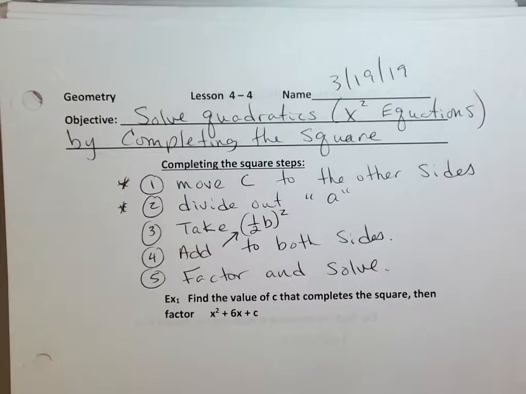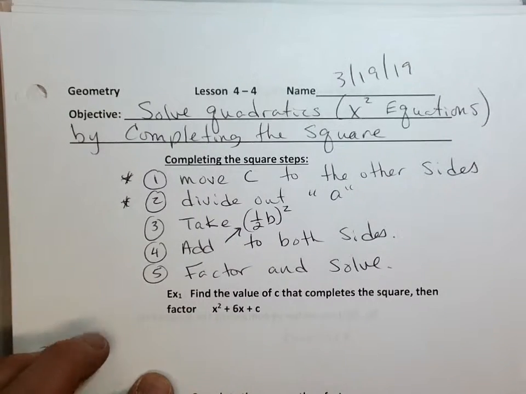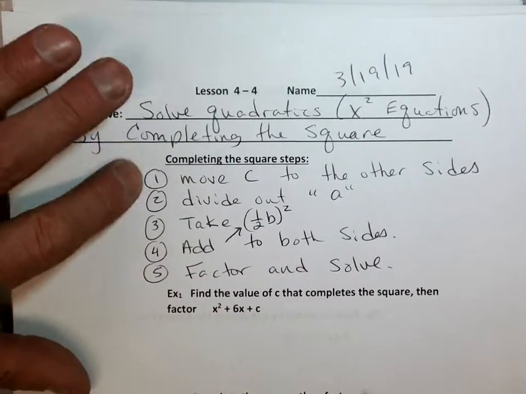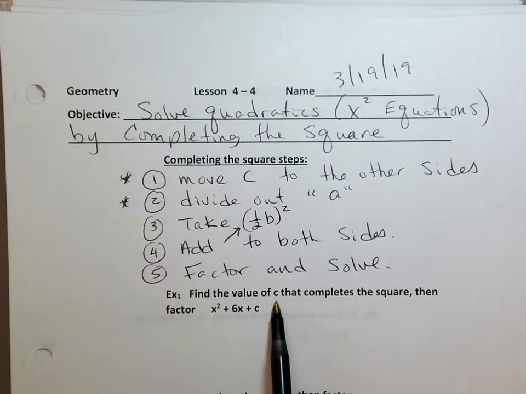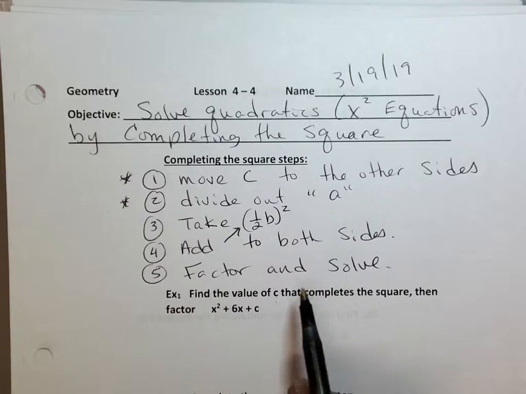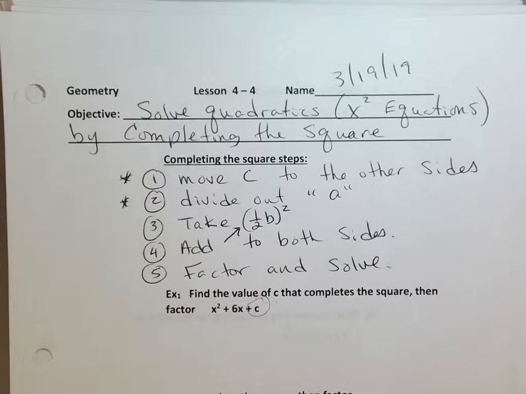Alright. Now before we do example 1 and example 2, they do not include the first two steps. So real quickly, find the value of C. If you already know it's 9, awesome, great for you. But if you don't know it's 9, let's see how the rules work.